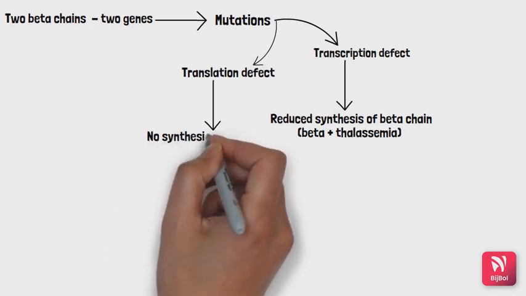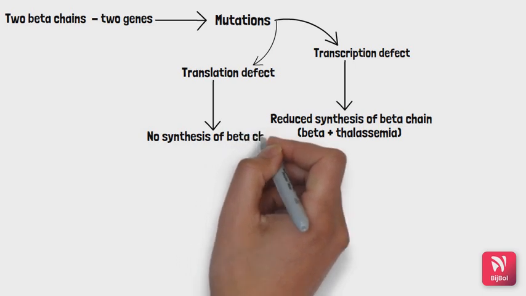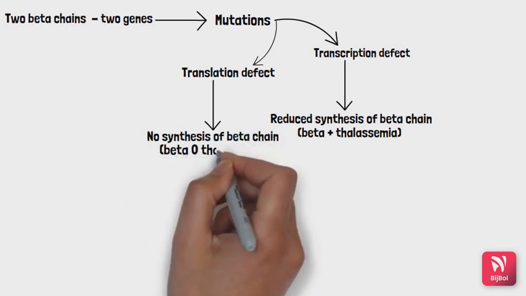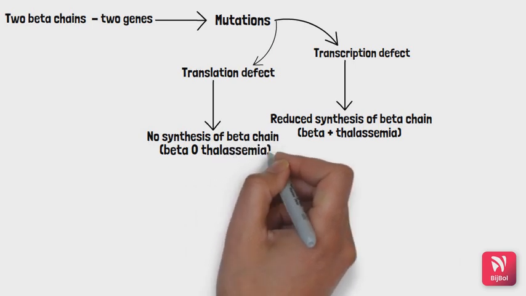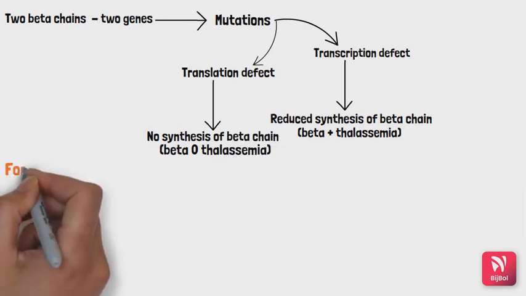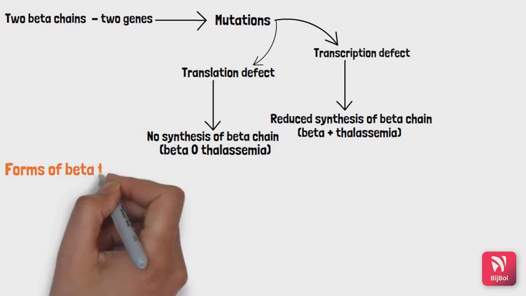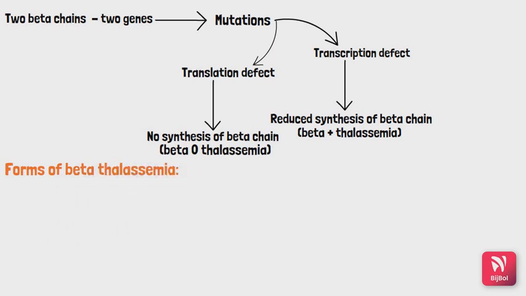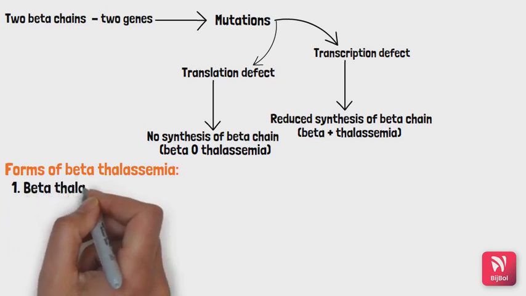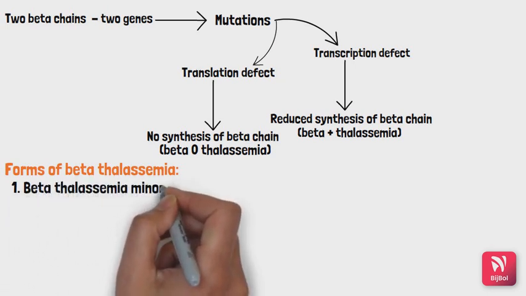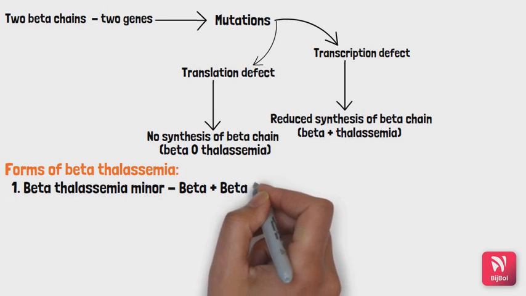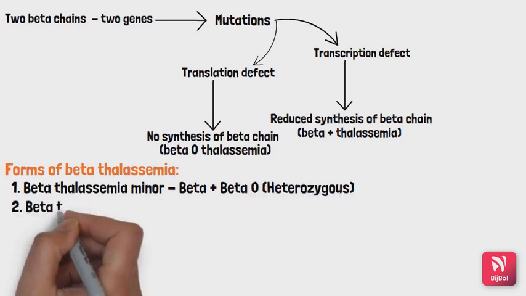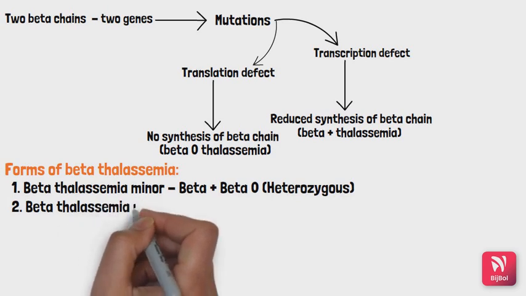So no synthesis of beta chain is called beta 0 thalassemia. Based on this, that is beta 0 and beta plus thalassemia, there are four forms of beta thalassemia. First one is beta thalassemia minor, which is a heterozygous state, where beta positive from one parent and beta 0 from the other parent are transferred to the offspring.